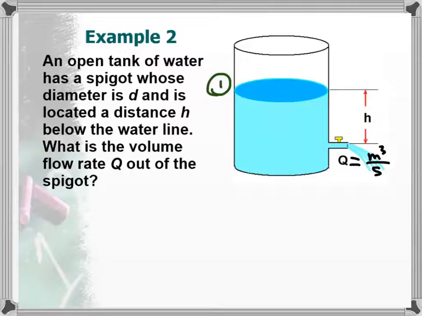Okay, well, let's define two points in the fluid. We're going to define the top of the fluid, the top of the tank, as point 1, and we're going to define the exit hole out of the spigot as point 2. And we can now apply Bernoulli's equation and the continuity equation to this fluid flow.